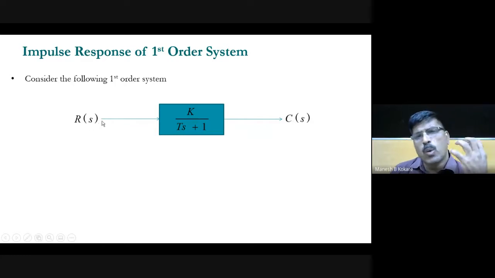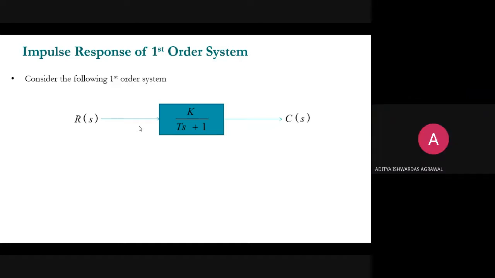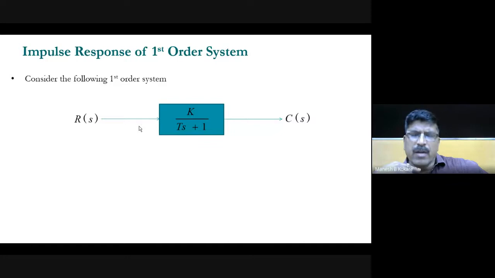Now you know what the Laplace transform of a unit impulse is? Can somebody tell me? When you are applying the impulse as an input, what is the Laplace transform of the unit impulse? Am I audible to you people? Sir, A. Yes, sir. A, okay, or if A is equal to 1, then that will be 1, right? Yes. Now, what is the C of S by R of S of this system?